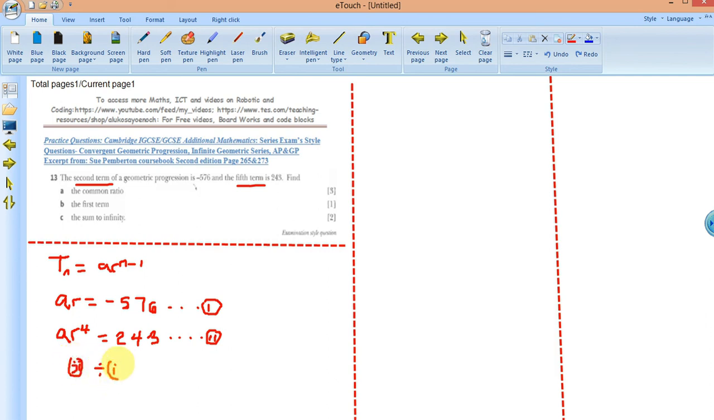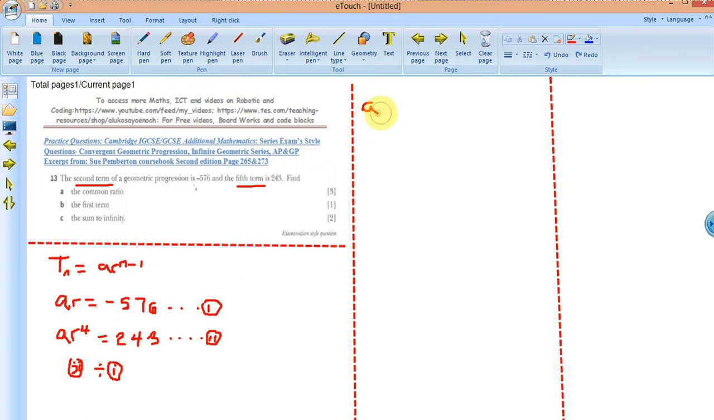So that should give us something. Here I have AR to the fourth power equals 243 on the left, and the left hand side of equation 1 is AR, so we divide by AR, and the right hand side is minus 576. Here the first term cancels out. You are good with indices, guys. R to the power 4 divided by R is 4 minus 1, so that is R cubed.